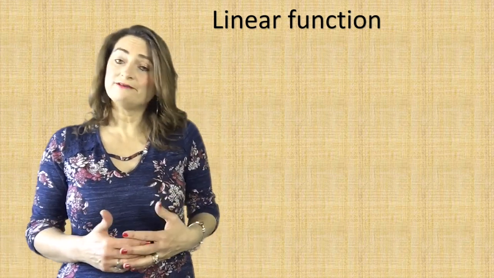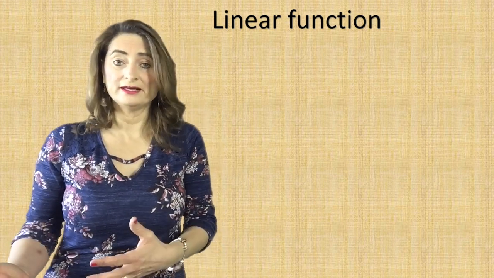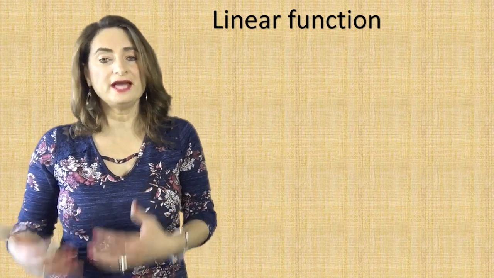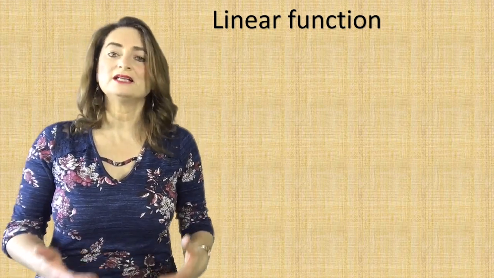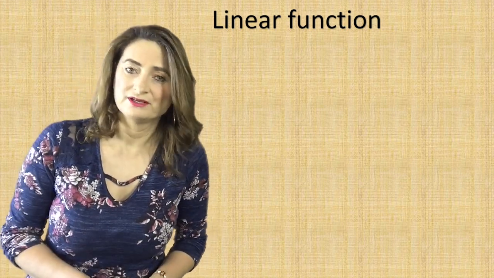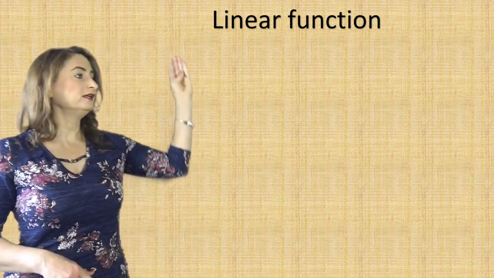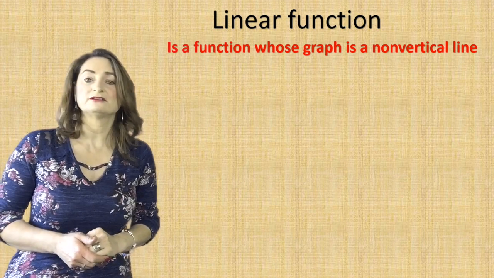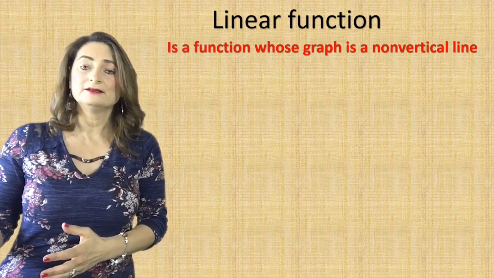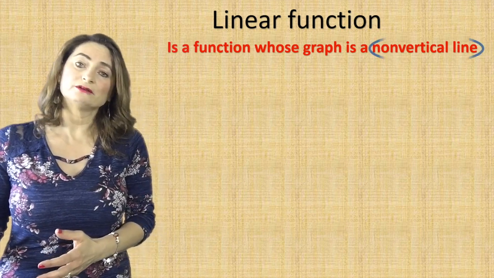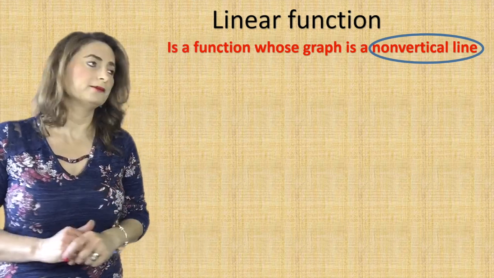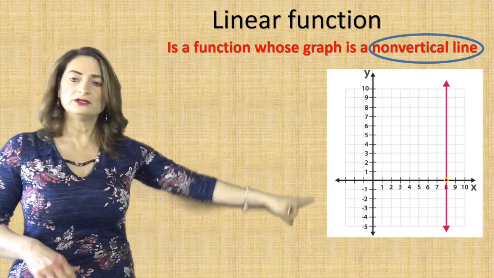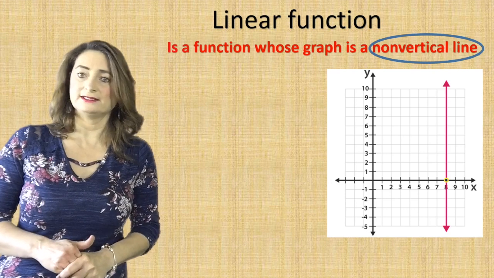Linear, when graphed, makes a line. Function means every x, which is the input, has exactly one y value, which is the output. Put them together, then a linear function is a function whose graph is a non-vertical line. So it did make a line, but as long as that line is non-vertical. Why? Let's see why. Here's a graph with the red line crossing the x-axis at 8.